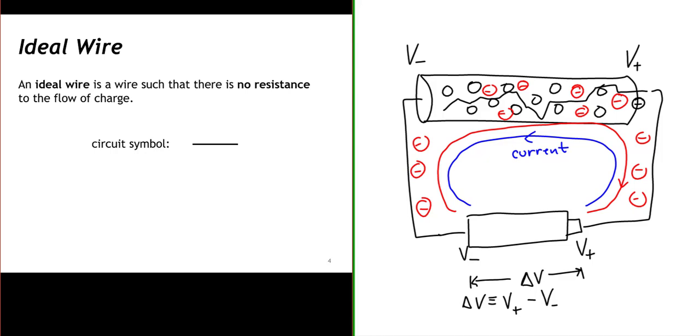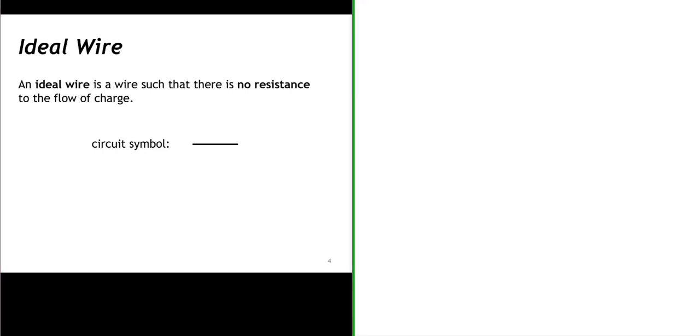Well, we introduced the word wire. Now, for most of the problems that we're going to do, we're going to be working with an ideal wire. So an ideal wire is a wire such that there is no resistance to the flow of charge. So if there's no electrical resistance, there's a few properties that we should be aware of.